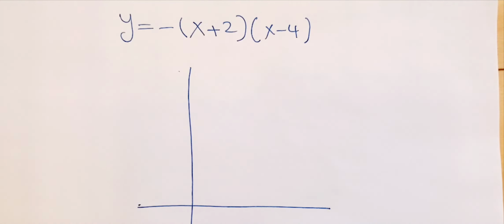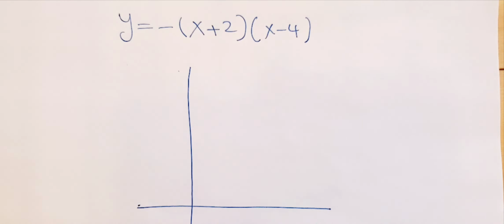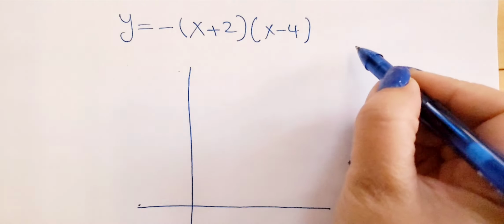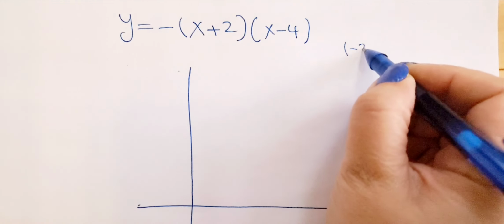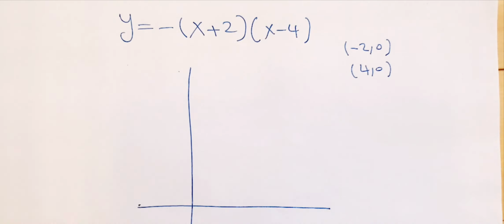Okay, so let's try to graph it together. I wrote down the function again. This is not a standard format, and I will go step by step. The x-intercepts, as we know, would be at -2 and 0, and 4 and 0. So I put them here: -2 and 0, and then 4 and 0.